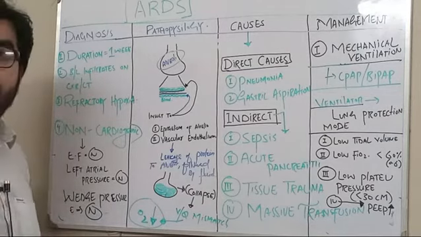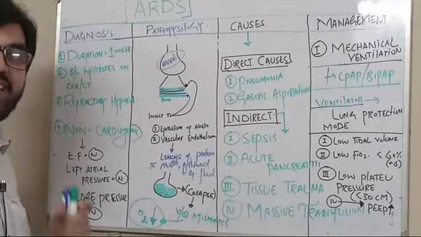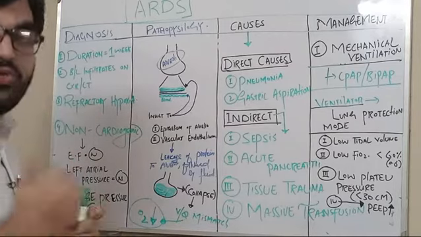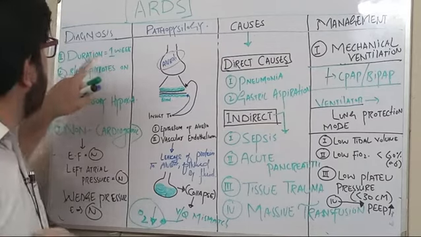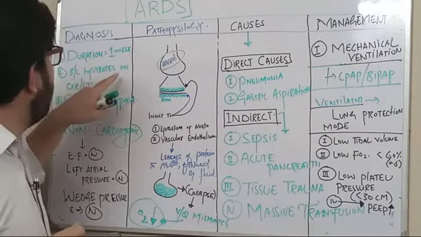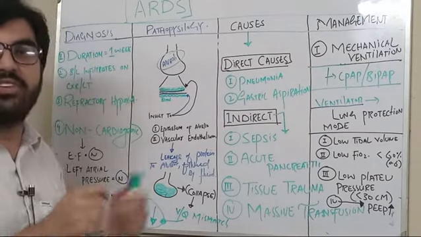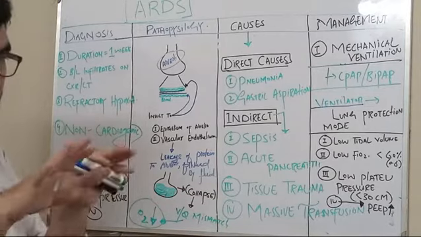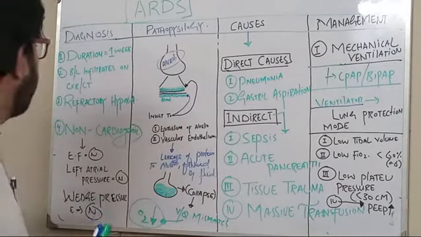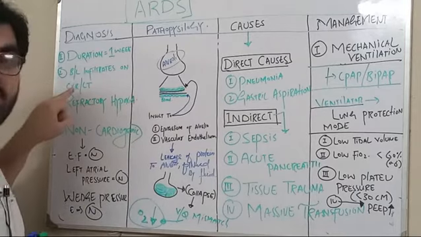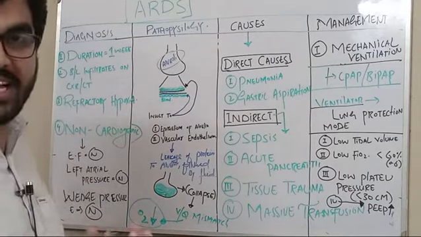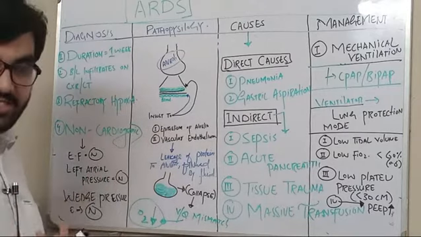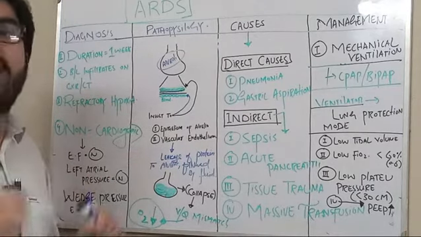Point number 1, it is acute in onset. The insult that leads to ARDS is acute, with a duration of 1 week. Point number 2, there are bilateral infiltrates on the chest X-ray or the CT. But these infiltrates are not caused due to atelectasis, pleural effusion, or nodular opacities.